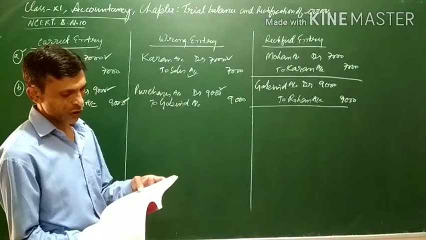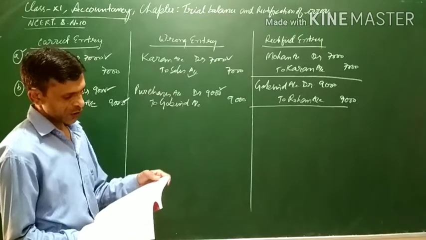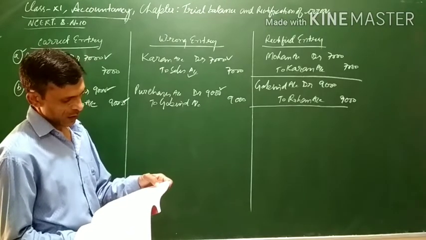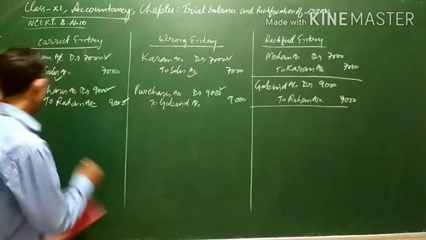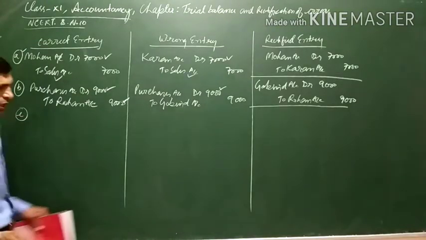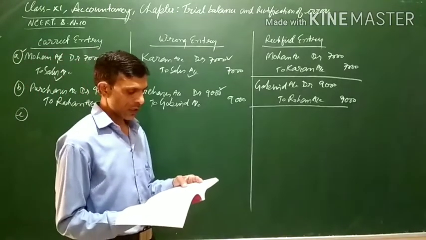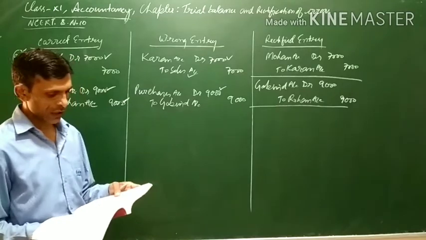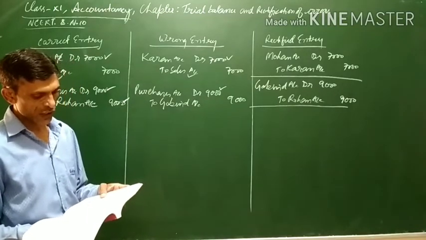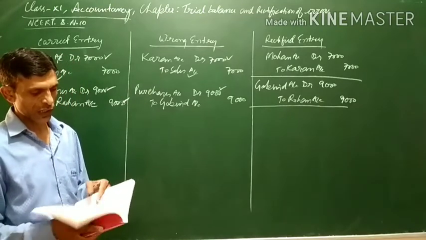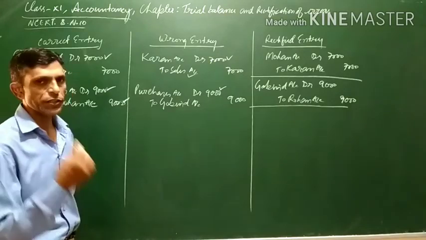Let us come to question number 10, part E. C and D we are not doing. Here there are purchase return and sales return. Cash sales of 2000 were posted to commission account. Sales has been made and it is a cash sale.